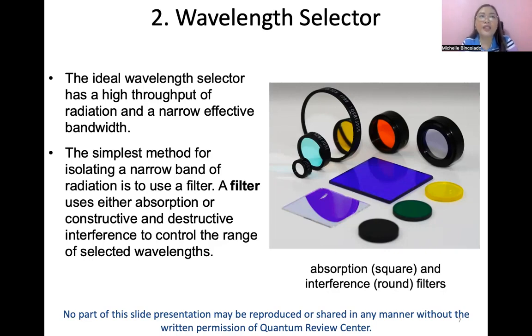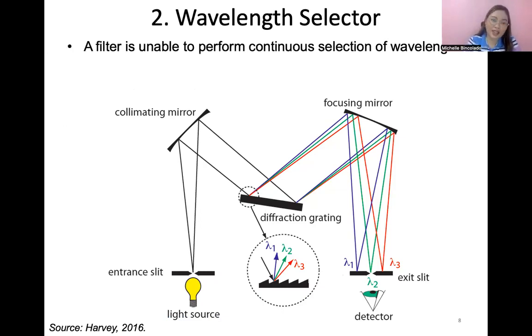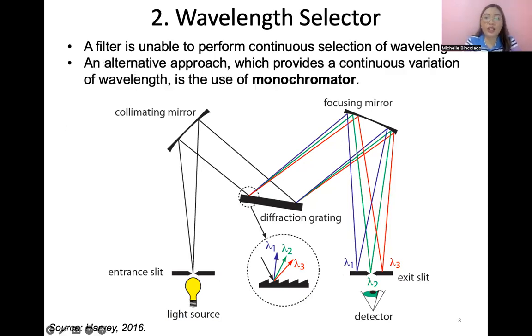It's a bit tedious, right? Because when your instrument has a monochromator, it's faster, guys, to select the wavelength you will use for your analysis. Okay? So the filter, guys, works by using absorption or constructive and destructive interference to control the range of selected wavelengths. Now, what is used more is the monochromator. It looks like the one in the video clip earlier, right? The term mentioned earlier was the diffraction grating. An alternative approach is needed because the filter is not that fast. Okay, the selection of wavelength using a filter will not be continuous.